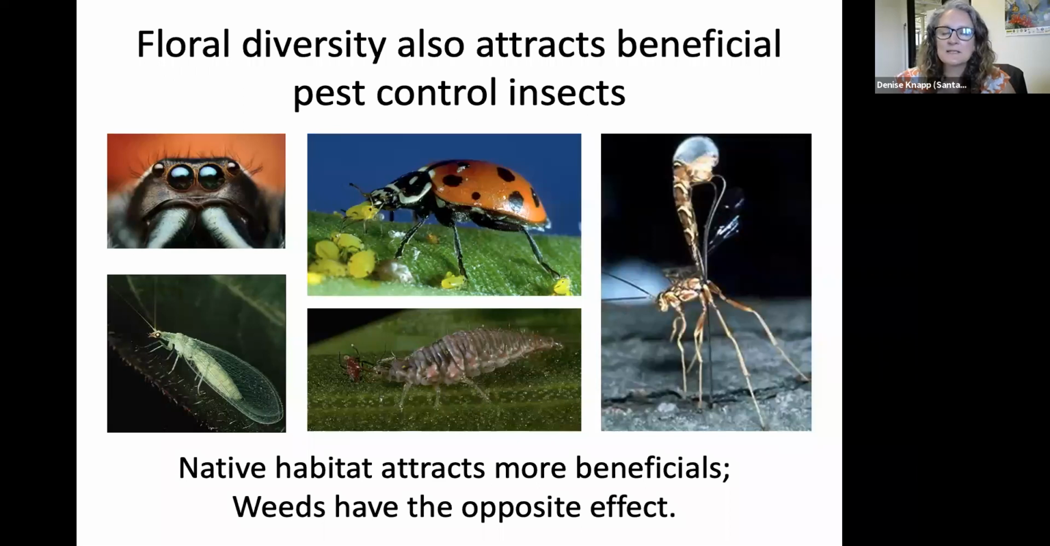I just want to slip this in here: floral diversity also attracts beneficial pest control insects. So we're talking about food gardens, food forests. We want to protect all of these plants from pests getting out of control. And when we have that diversity, we're also attracting all of the things that can keep things in check. Native habitat attracts more beneficial insects, while weeds have been found to have the opposite effect. Next.